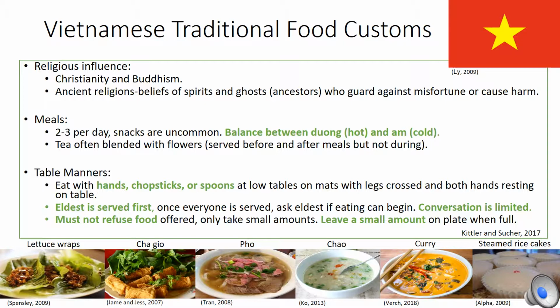Items for etiquette include that you eat with hands, chopsticks, or spoons at low tables on mats with legs crossed and both hands resting on the table. The eldest is served first. Once everyone is served, ask the eldest if eating can begin. Conversation is usually limited. You must not refuse food offered and only take small amounts. Leave a small amount on your plate when full.